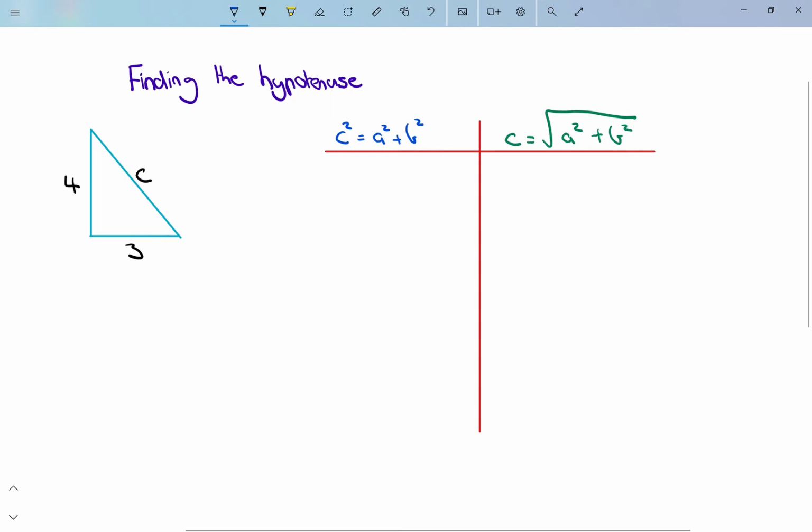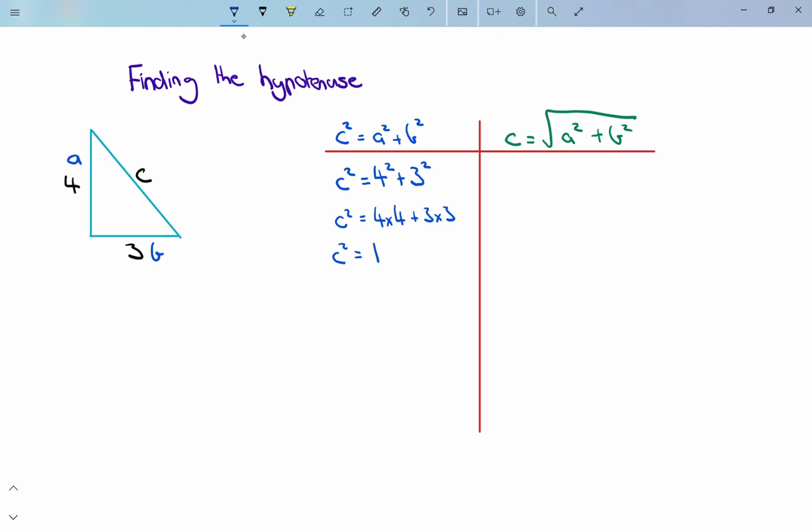So next we have to substitute in our values for our formula. We don't know C, so we're going to write C squared equals A squared. We need to label our triangle with what we want to use for A and B. So we're going to use 4 as our A value, so C squared equals 4 squared plus 3 squared, which is our B value. So C squared equals 4 times 4, which is 4 squared, plus 3 times 3. And now we're just going to simplify. So C squared equals 4 times 4 is 16, plus 3 times 3 is 9. Therefore, C squared equals 25.